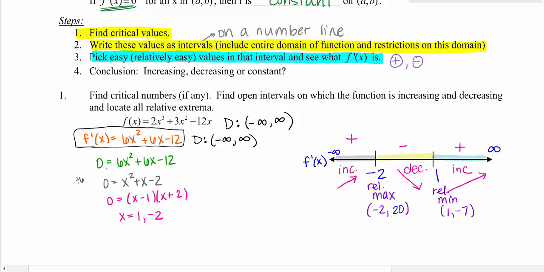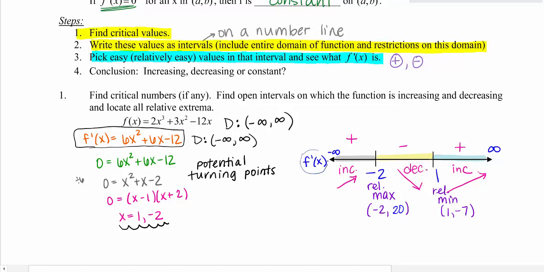And I'm going to set it equal to 0 because that's going to help me find potential turning points. Okay, just potential turning points. So I factored, and I found two potential values where I turn around. Now again, it's not guaranteeing anything, so I go over to my number line.